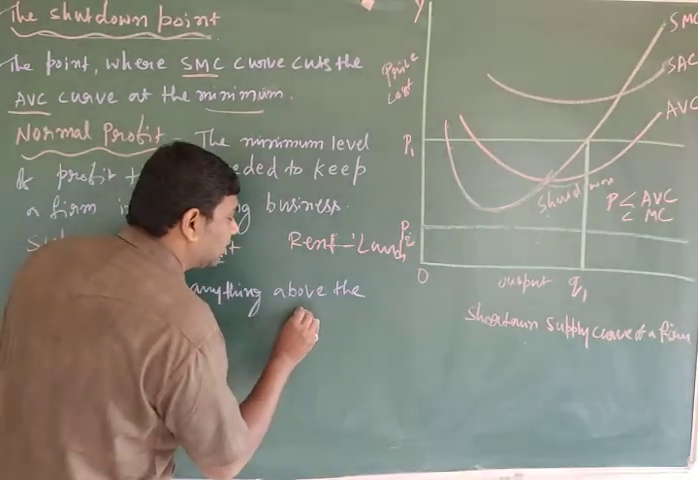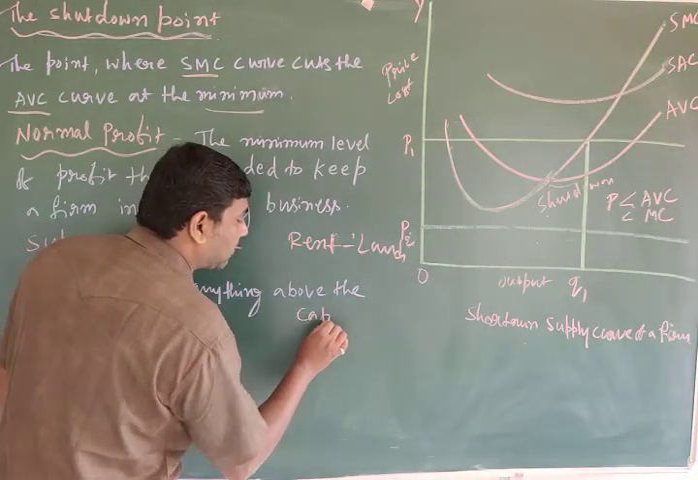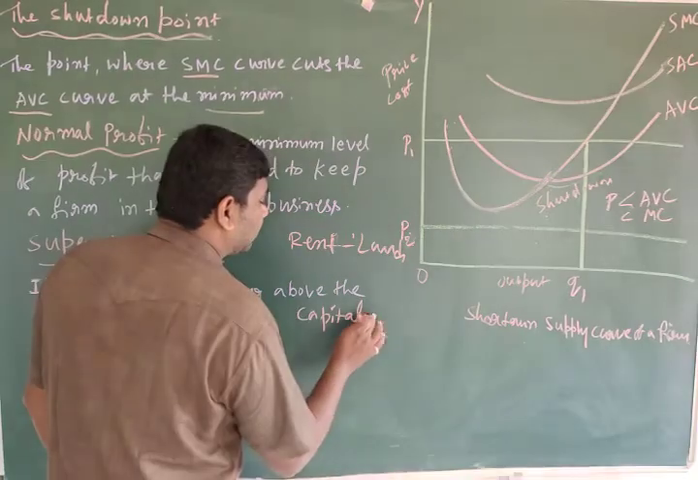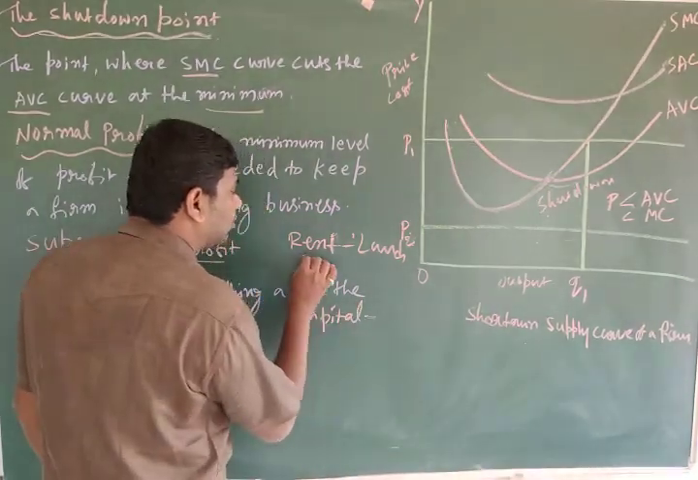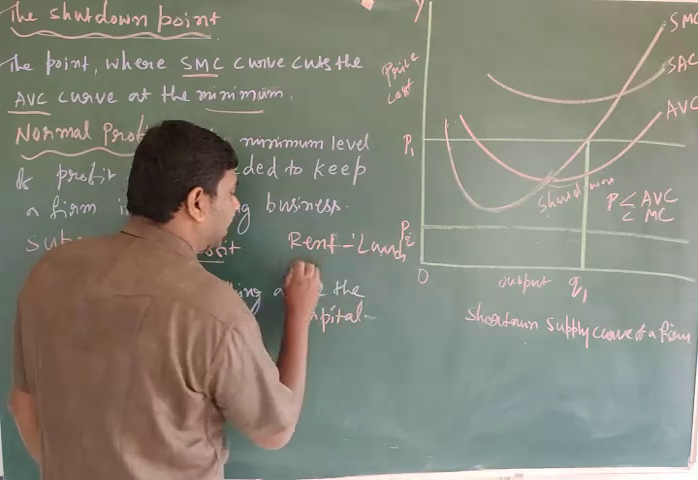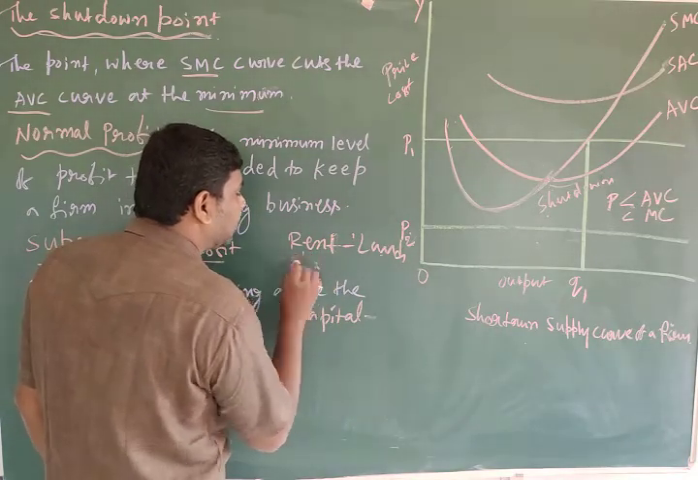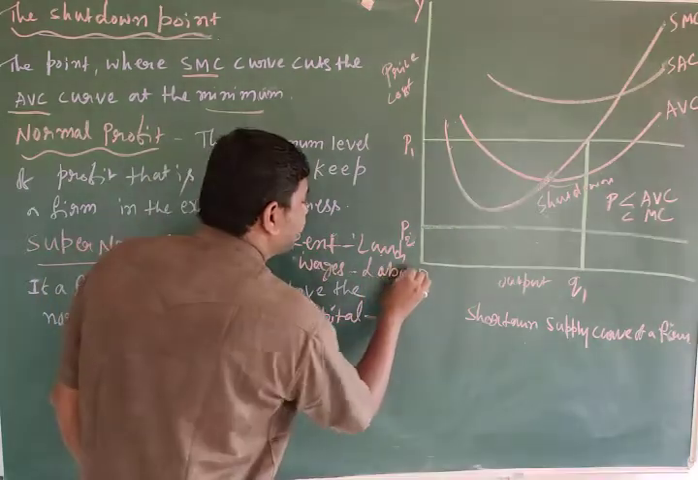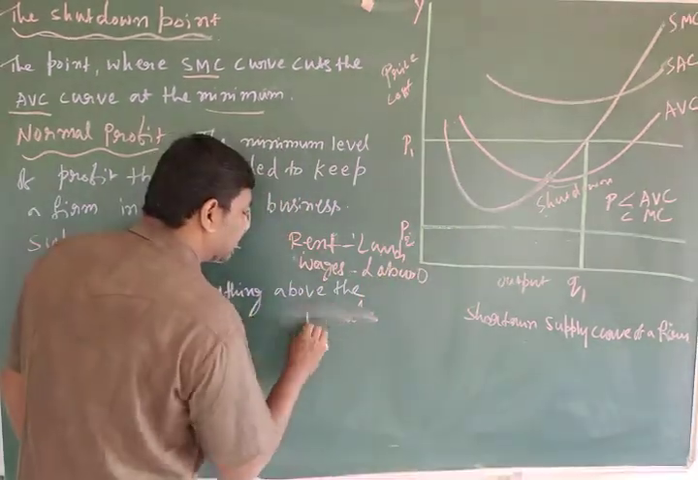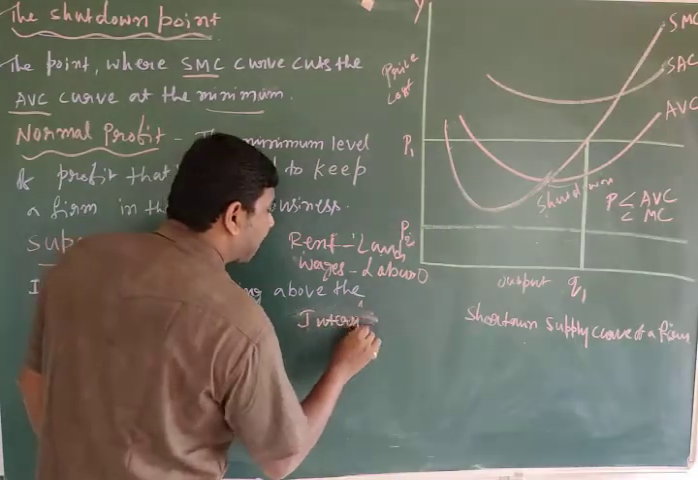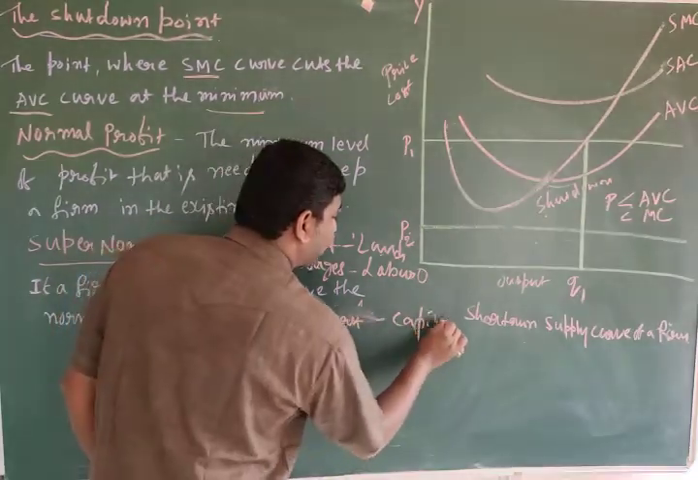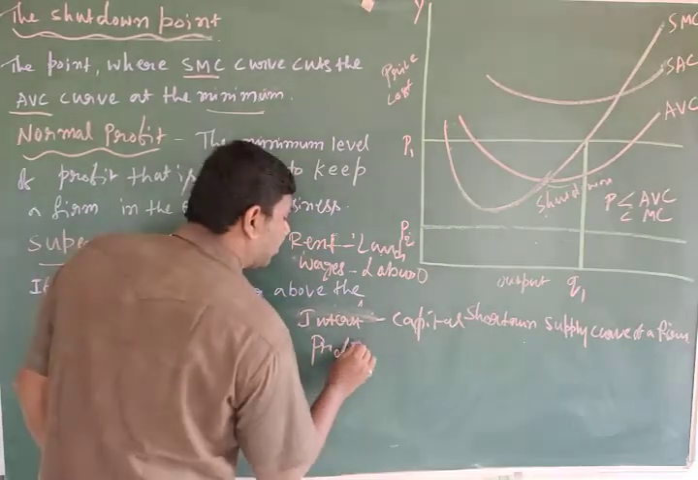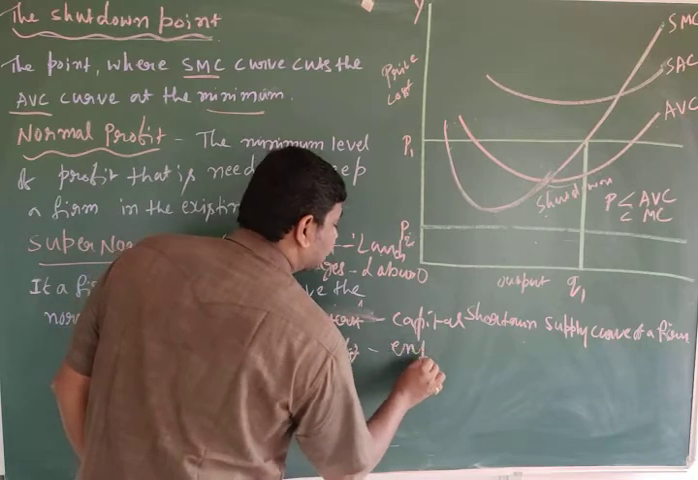As like as capital, so rent is rent for land, wages for labor, interest for capital, profit for enterprises.